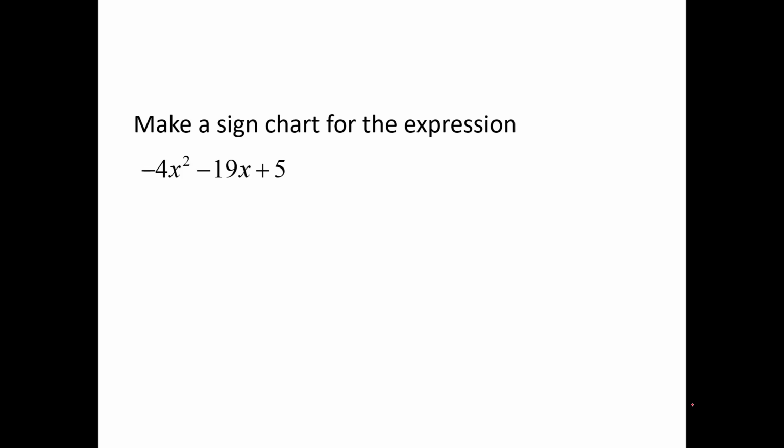I don't remember where we left off, but I know that we started this worksheet, and I'm just going to start here. All right, so make a sign chart for the expression negative 4x squared minus 19x plus 5. Very difficult to see this and know for what values of x the output will be positive and for what values of x the output will be negative. But if we factor it, then the work is not so bad.